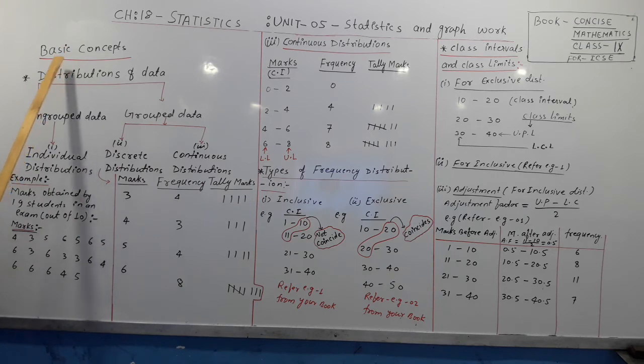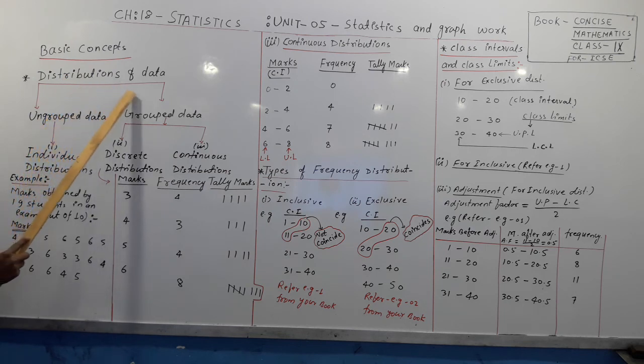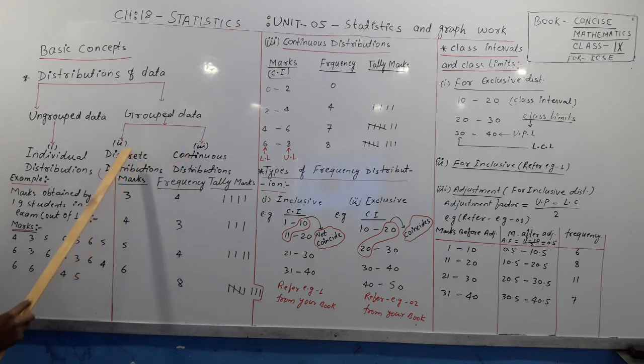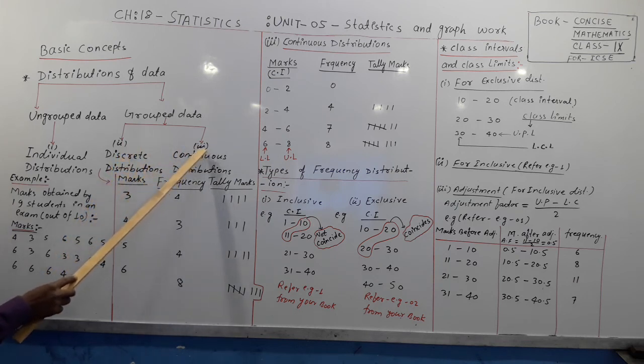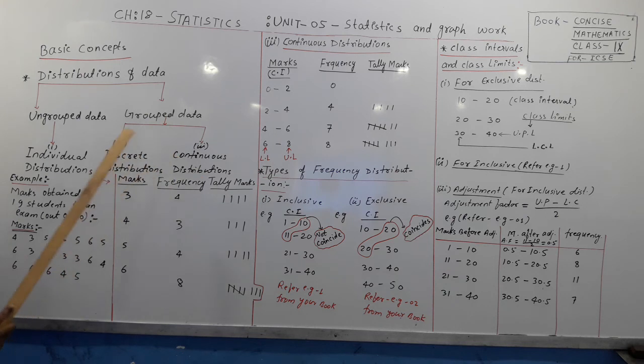First, what are the basic concepts? Always, the basic concept starts with distributions of data. Data is basically divided into two parts: one is called ungrouped data and the other is called grouped data. Ungrouped data has one part, individual distributions, and grouped data has two types: discrete distributions and continuous distributions. So distributions of data have three parts: individual, discrete and continuous.